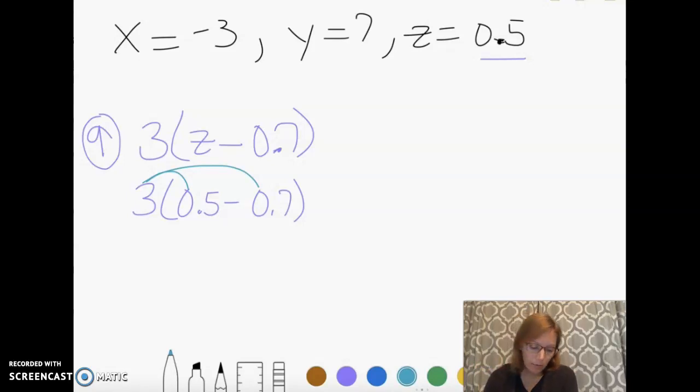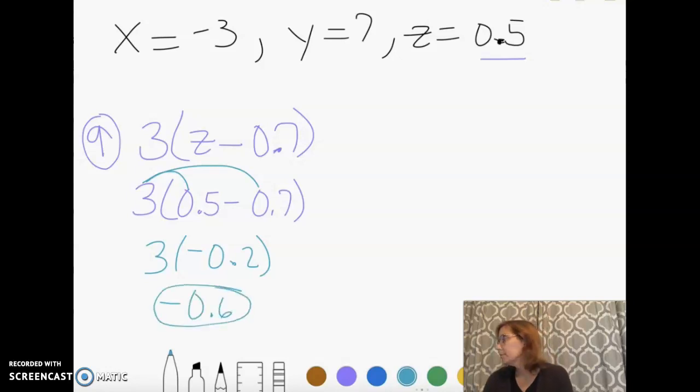So I have 0.5 minus 0.7. That's going to give me negative 0.2. And I still have that 3 on the outside because I haven't used it yet. Now, parentheses, when two things are written next to each other, that means multiply. So I'm going to do negative 0.2 times 3, and I get negative 0.6. All right. Well, let's try another one.